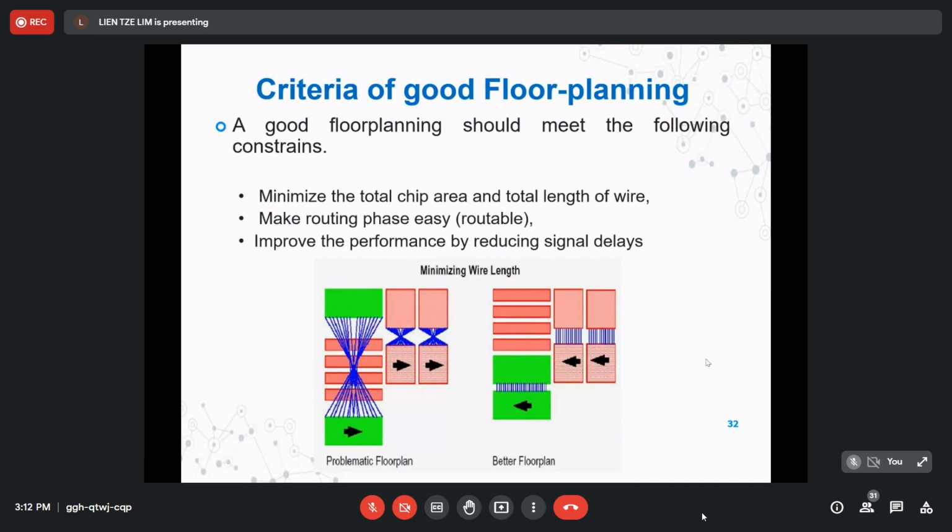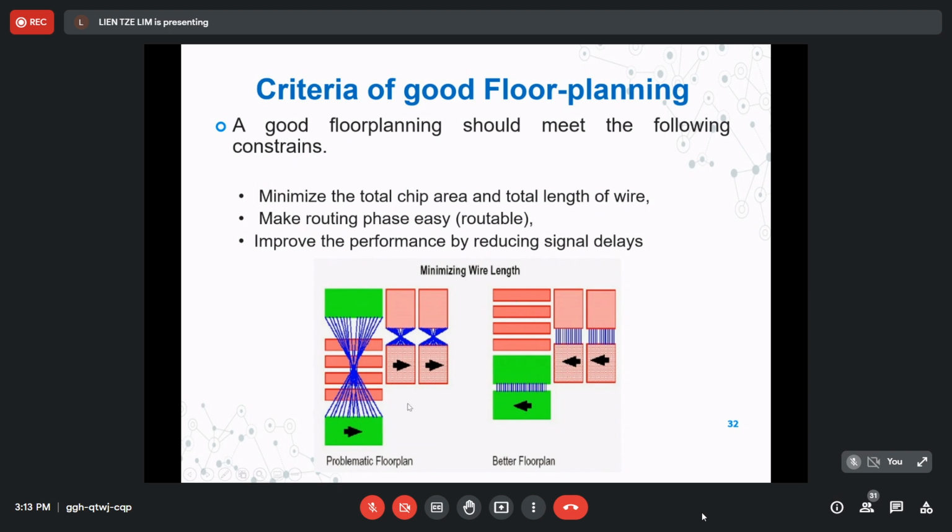Now that you have learned about macro placement, input output placement, core area estimation, and power planning, you will see the criteria for a good floor planning. A good floor planning should meet the following constraints: minimize the total chip area and total length of wire, make the routing phase easy, and improve the performance by reducing the signal delay.